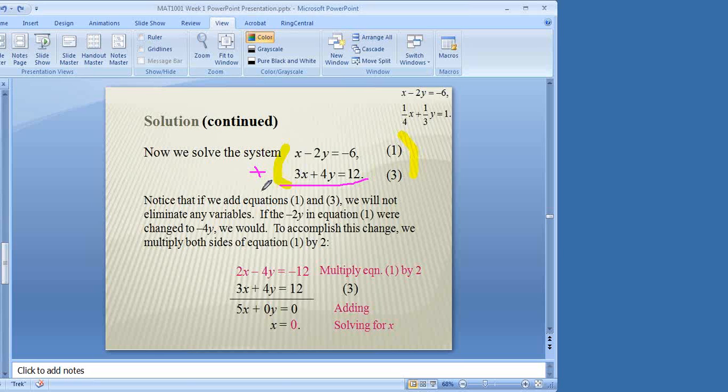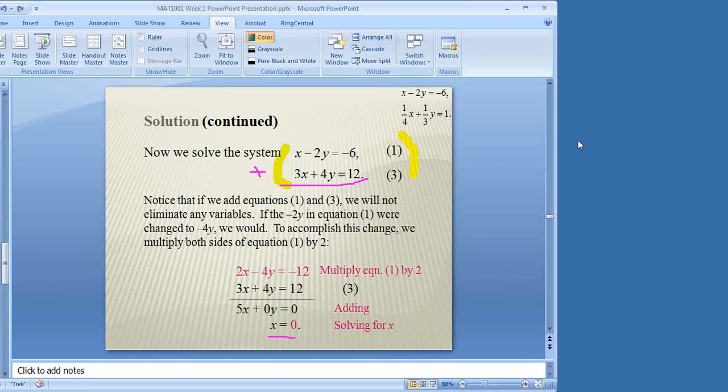But let's go ahead and move forward with multiplying the first equation by 2, and when I do, I get the y terms to drop out. And remember, when I say multiply the first equation by 2, I mean multiply each term by 2. And when I multiply each term by 2, I get 2x minus 4y equals negative 12. Then I go ahead and add, and I get 5x equals 0, x equals 0.